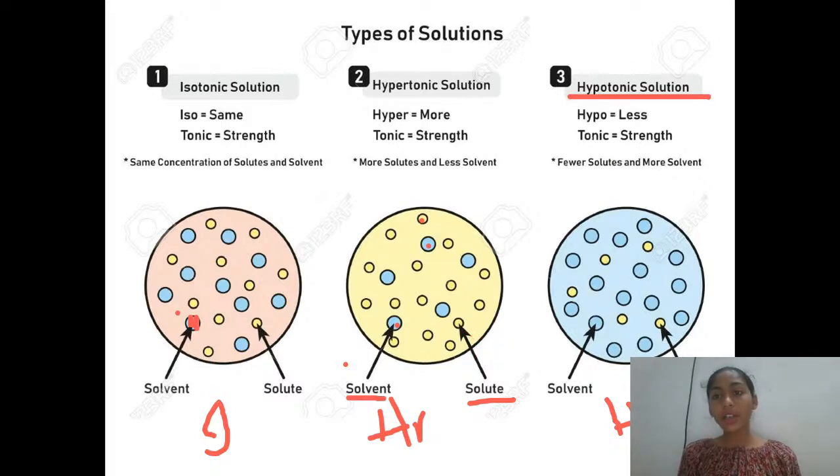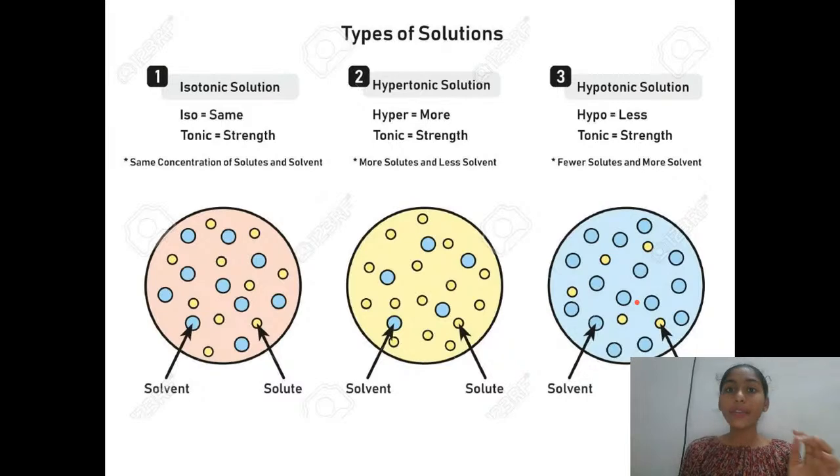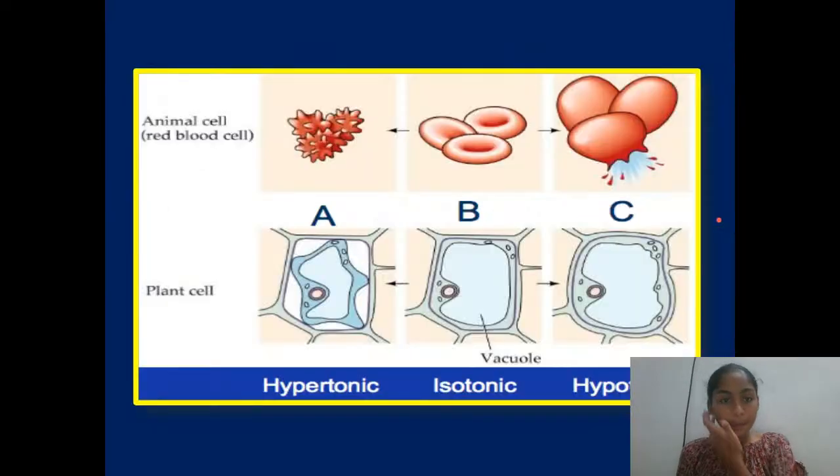Next we have hypotonic solution, where you can find less solute and more solvent, less salt and more water. So this is called hypotonic solution. This might be quite tricky but very easy. Hypotonic, hypertonic and isotonic, animal blood cell and all. They've given you some examples. The same thing that I've explained is given in the form of examples.